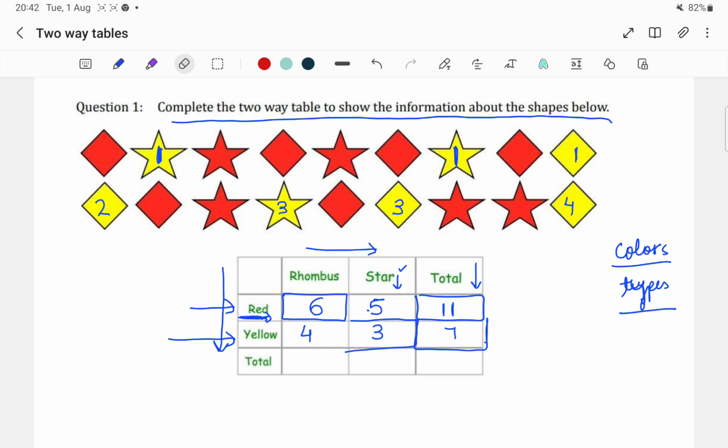Now next comes, if you see, next here we have to write the total.